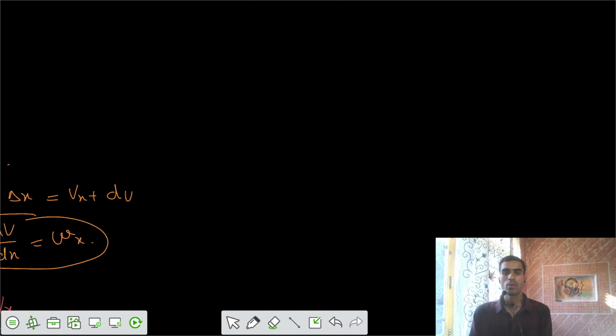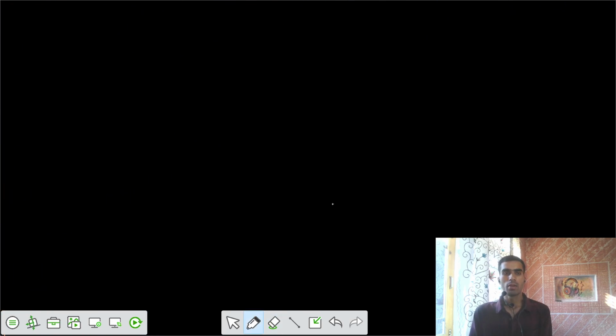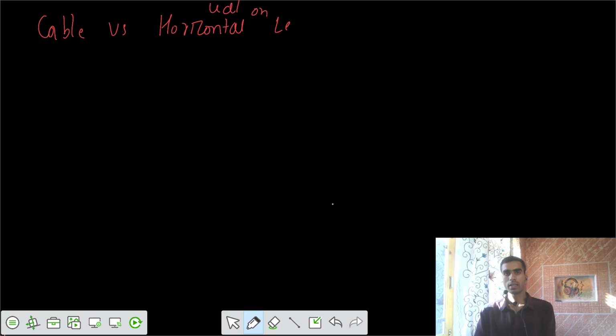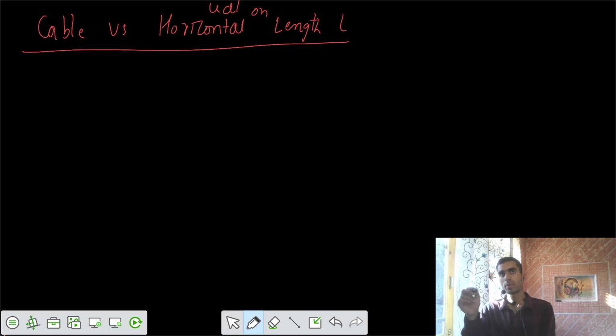Let's now study the cable versus horizontal load, that is, a UDL on the horizontal length L. The initial case was the study where the load is along the length of the cable. Now in this study, we are keeping the load only on the horizontal span, similar to a simply supported beam having the load on the horizontal span. So for that we had to go for the analysis.